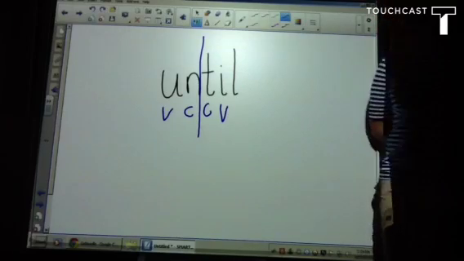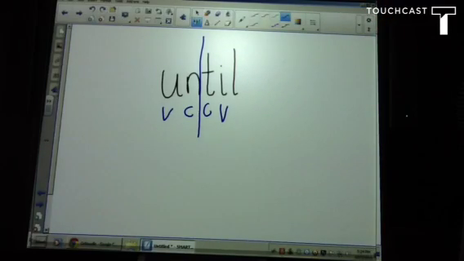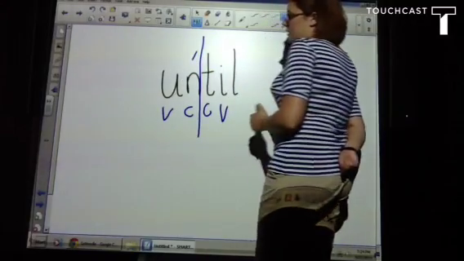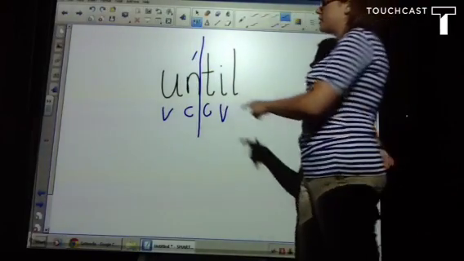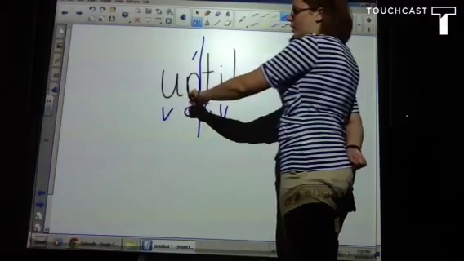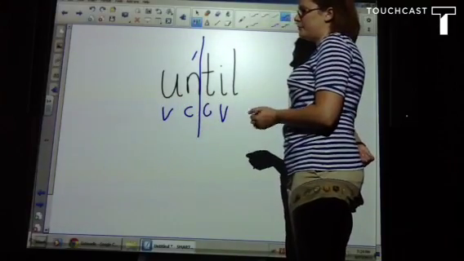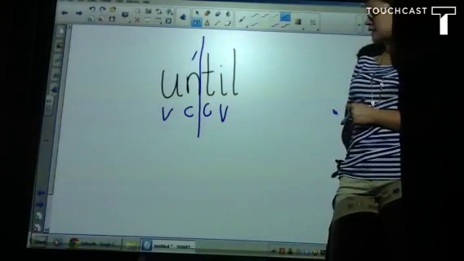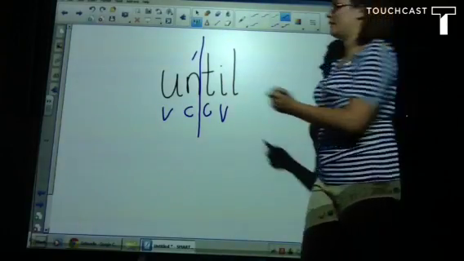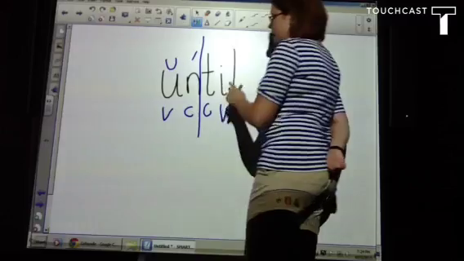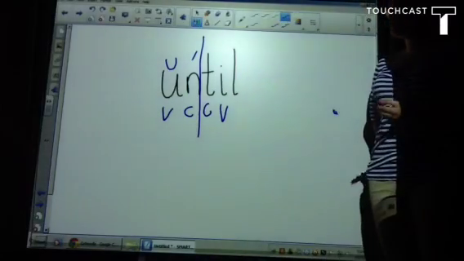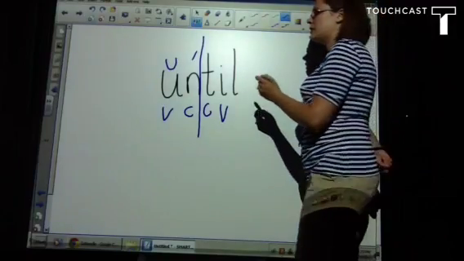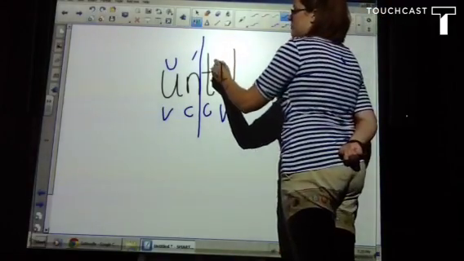Now, usually the accent goes on the first syllable, so let's try that. Now we have to make sure to code our vowels. Is the vowel followed by a consonant in that first syllable? Yes. And how do we code vowels that are followed by consonants? With the breve. Very good. What about the vowel in the second syllable? Is it followed by a consonant? Yes. And how do we usually code those? With the breve.